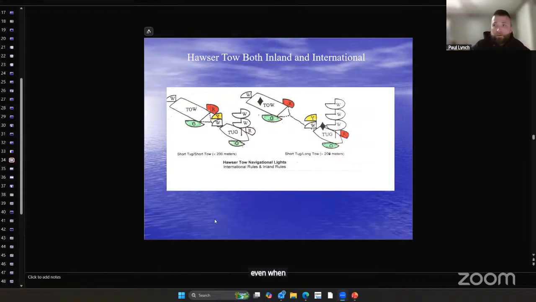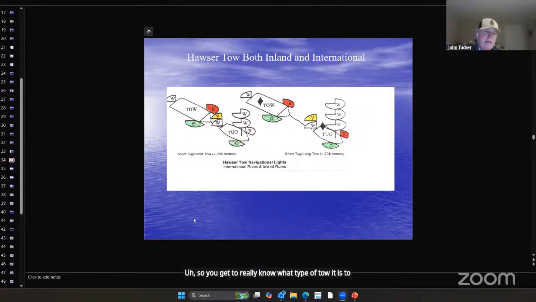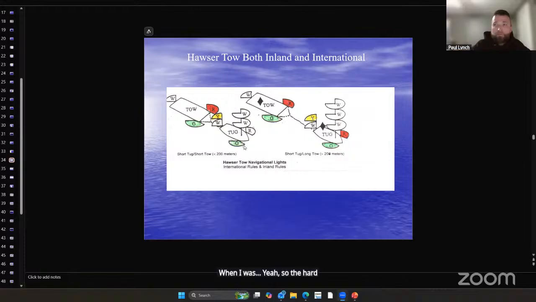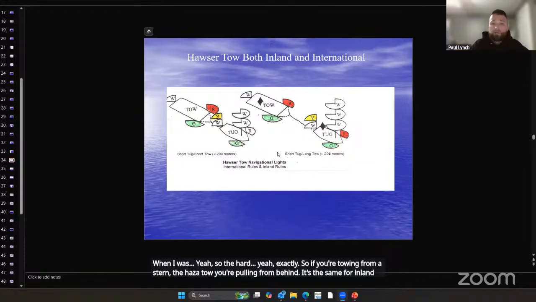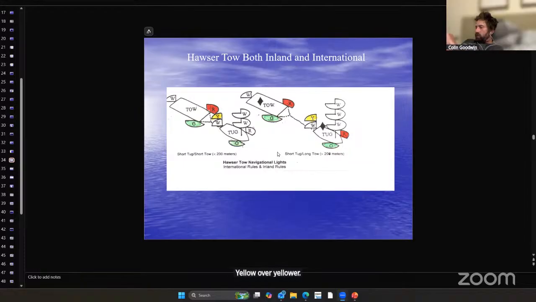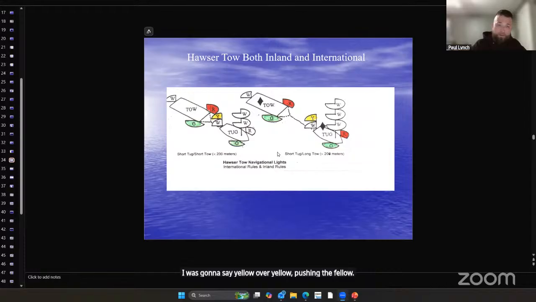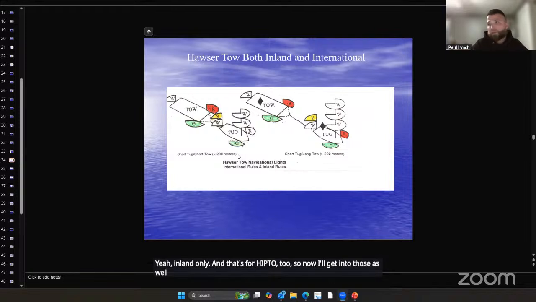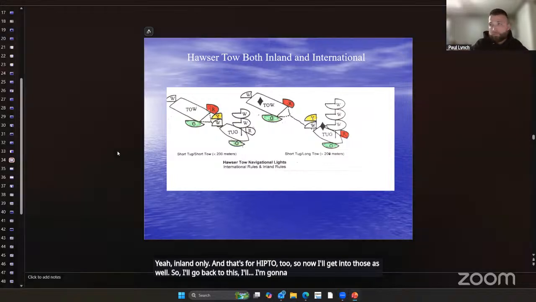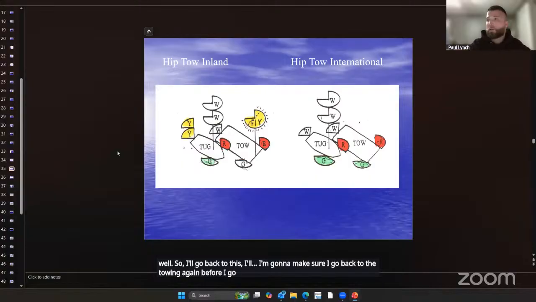Even when I did this years ago, it was tricky for me. You've got to know what type of tow it is. So memorize that. If you're towing from a stern, the hawser tow, you're pulling from behind. It's the same for inland and international. And the saying is yellow over white towing at night. Yellow over yellow pushing ahead, inland only. And that's for hip tow too. So I'll get into those as well. I'm going to make sure I go back to the towing again before I go into new information today.